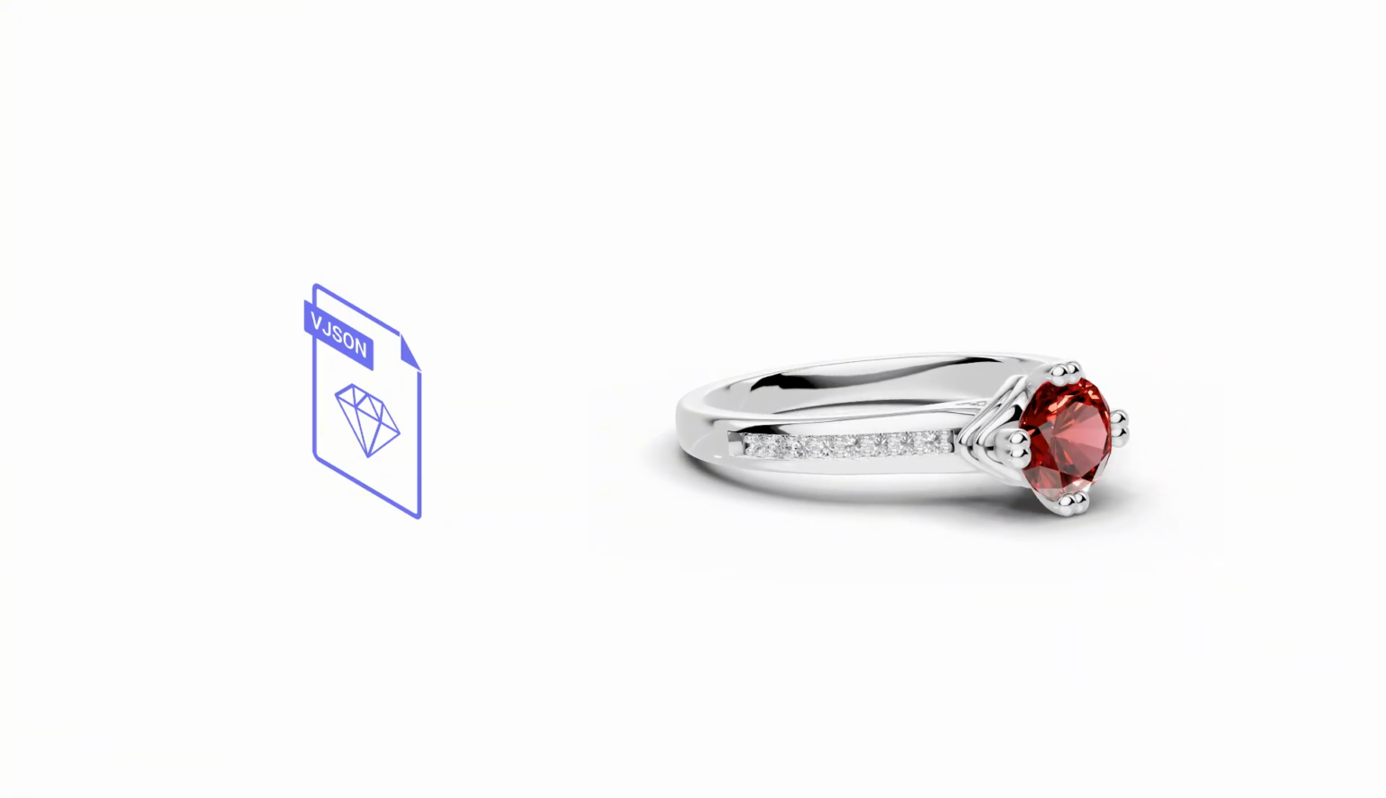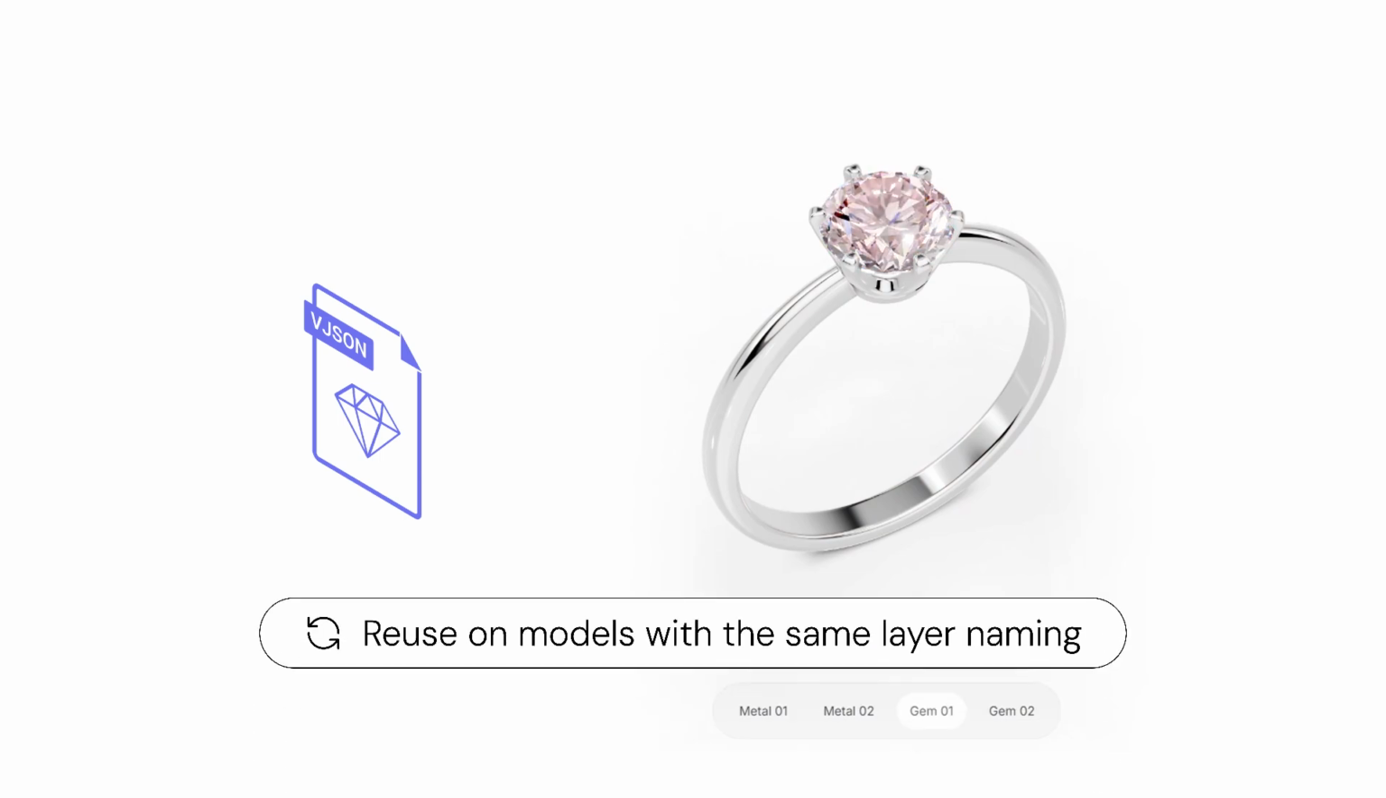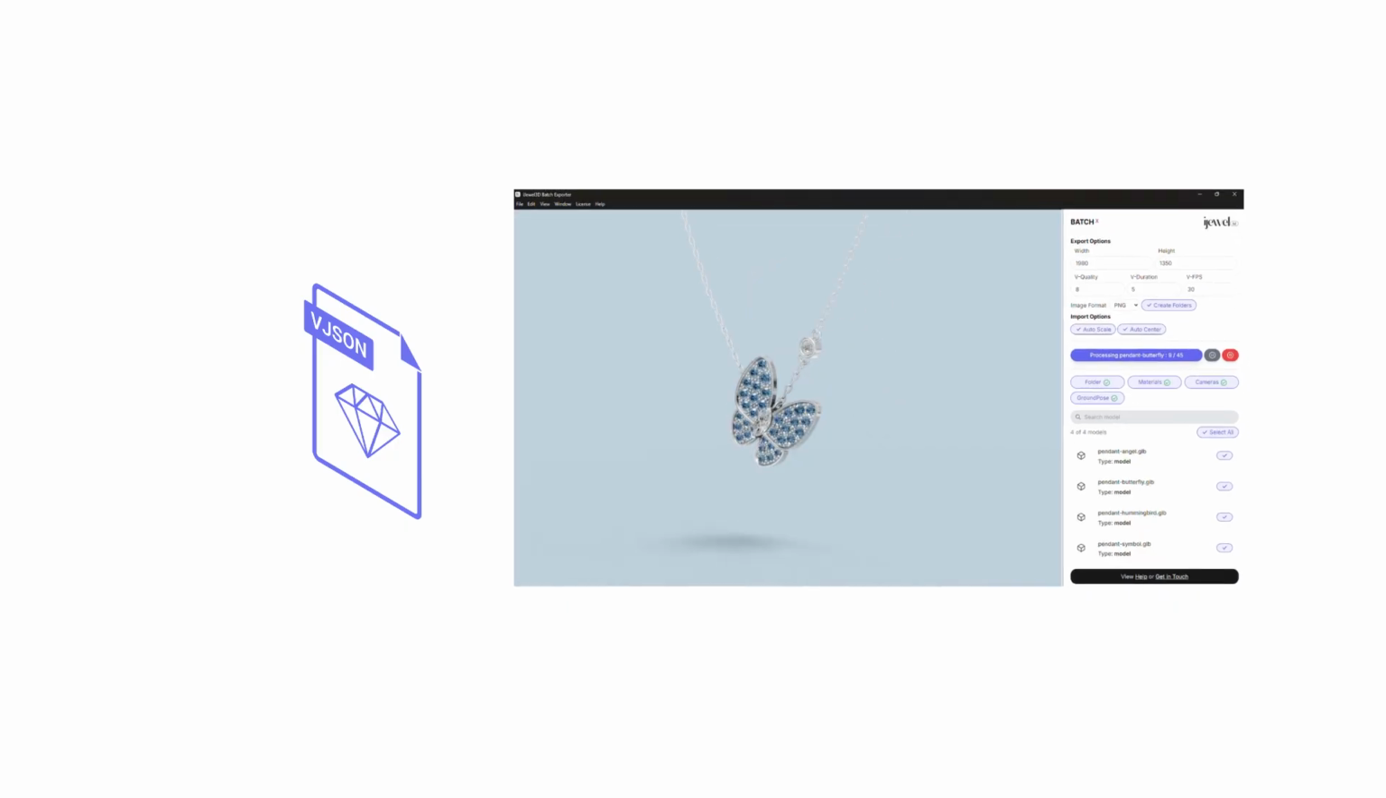Because of this, the same VJSON file can be applied to other models, as long as they use the same layer naming. Different VJSON files can also be created for different jewelry types, for example, one for rings, another for pendants, and another for earrings.